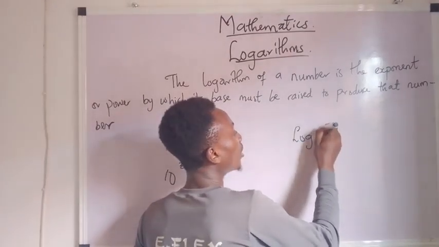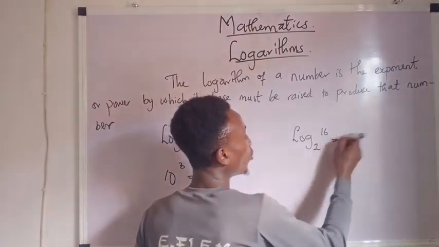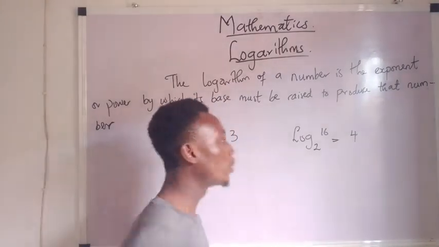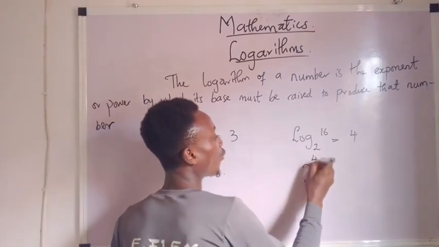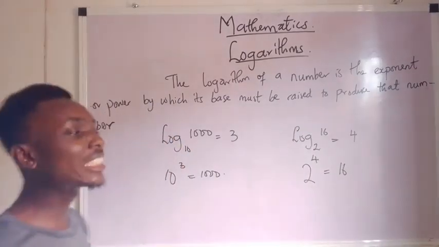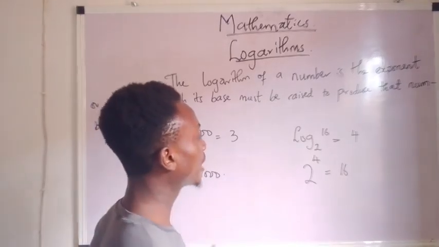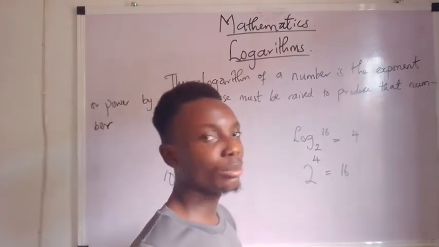Another example is log 16 with a base of 2 will give us 4. It means 2 has to be raised to the power of 4 to give us 16. Now, this definition also tells us the relationship between indices and logarithms.